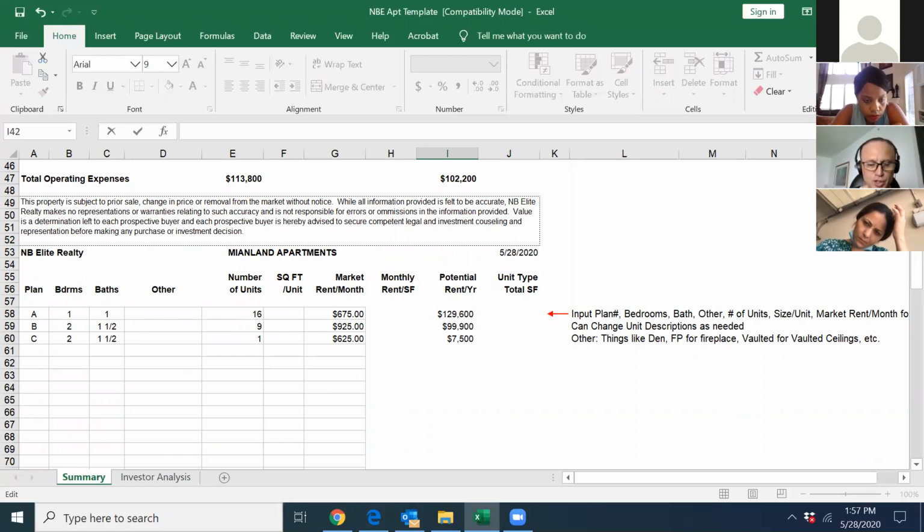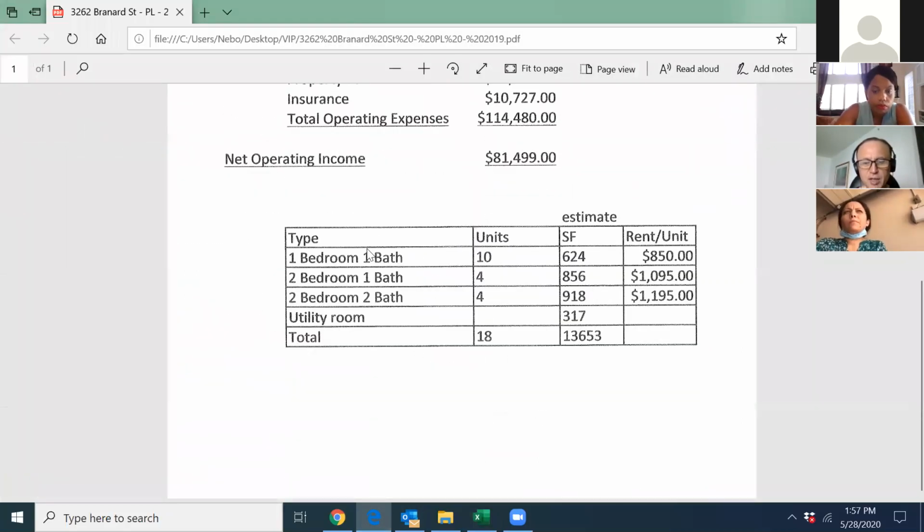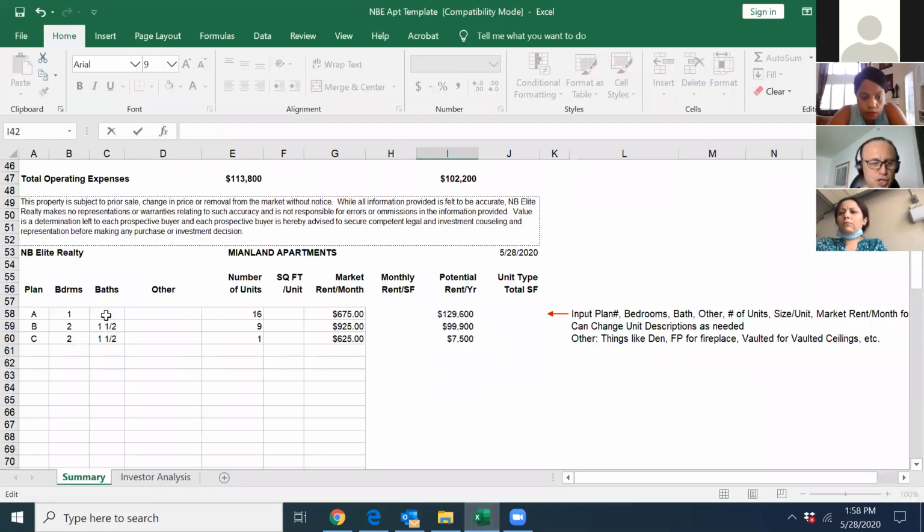I'm looking at the sheet again and it's telling me 1 bedroom, 1 bath, 10 units, 624 square feet, $850 per unit. So I'm going here. How many units? 10 units, right? 850, and square footage 624. You got it?